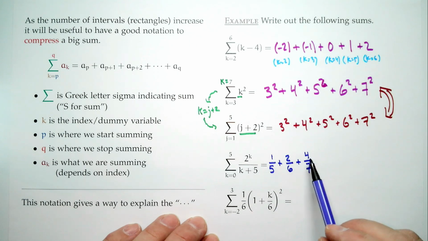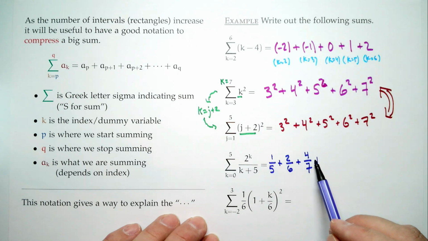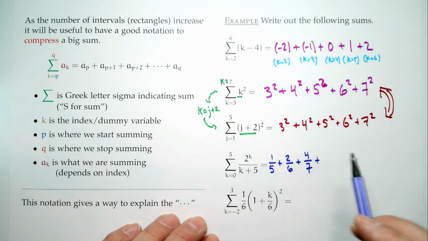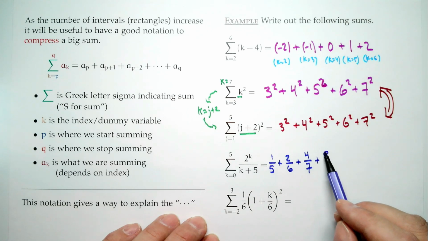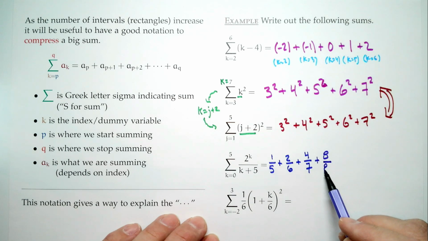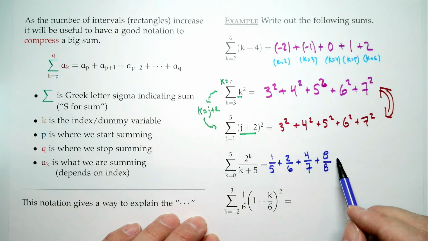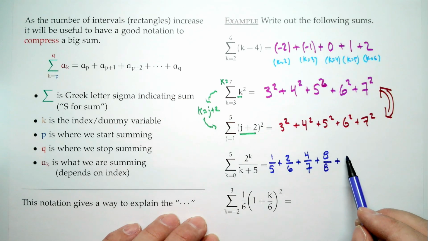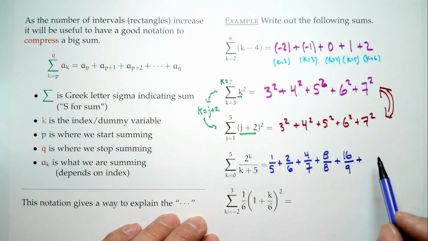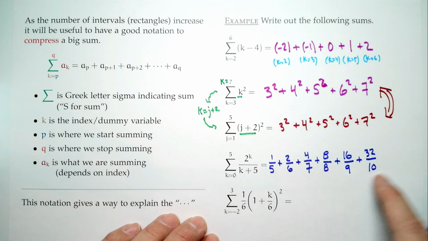And you could have written the 4 as 2 squared, and I could have written this as 2 squared over 2 plus 5, but I don't have to. Okay, next term? 8 over 8, which I could have written as 1, but that's all right. Next term? 16 over 9. And I think we need one more. 32 over 10. So again, what we're doing is taking this expression and simplifying it.